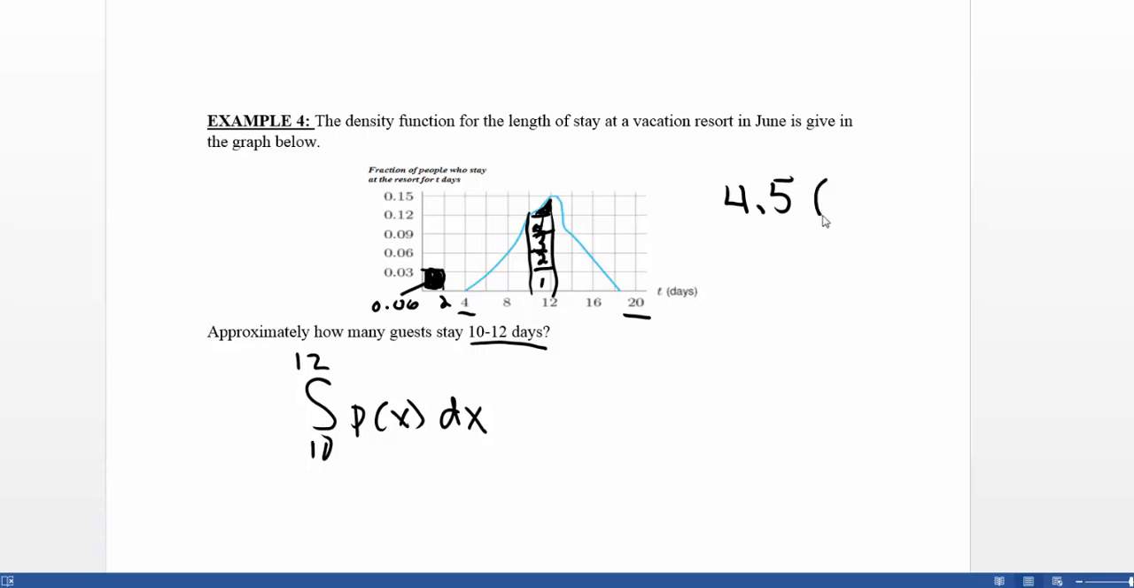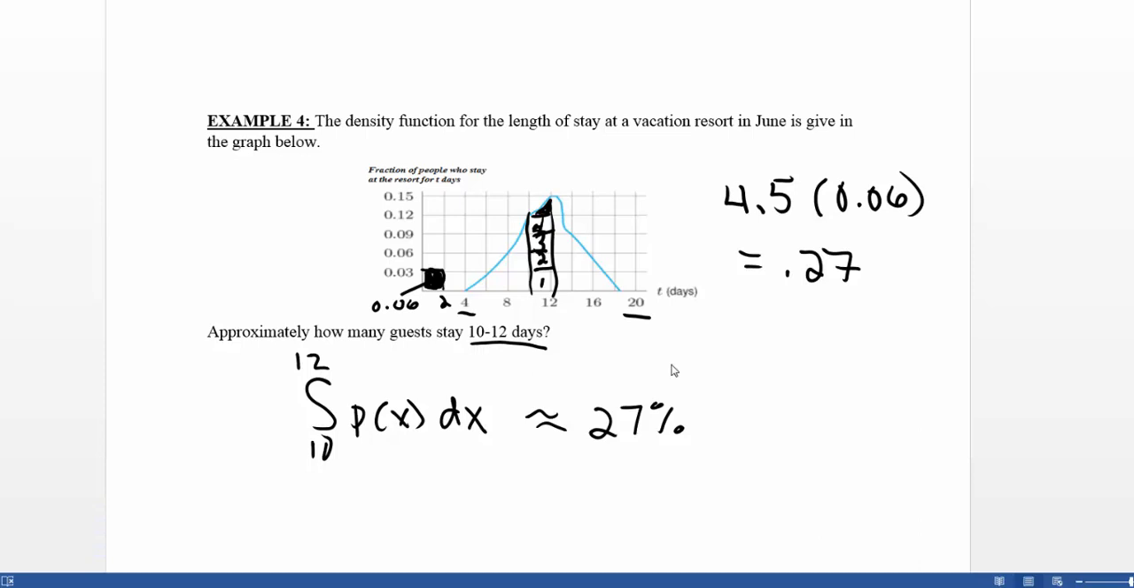So I have to multiply that by 0.06, which is the fraction for any one block. So if I multiply those two numbers together, I'm going to get 0.27, which means that approximately 27% of guests stay between 10 and 12 days. So I'm saying approximately because, again, I'm approximating the area under the curve. It's not an exact science, and that half might actually be something like 0.45, but approximately 27% of patrons stay between 10 and 12 days.